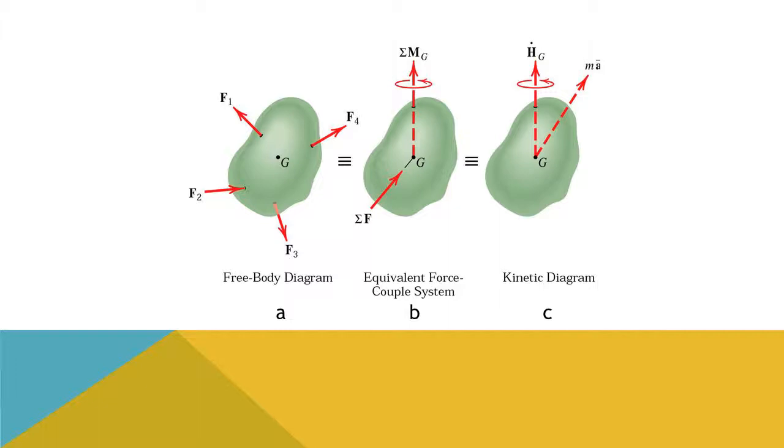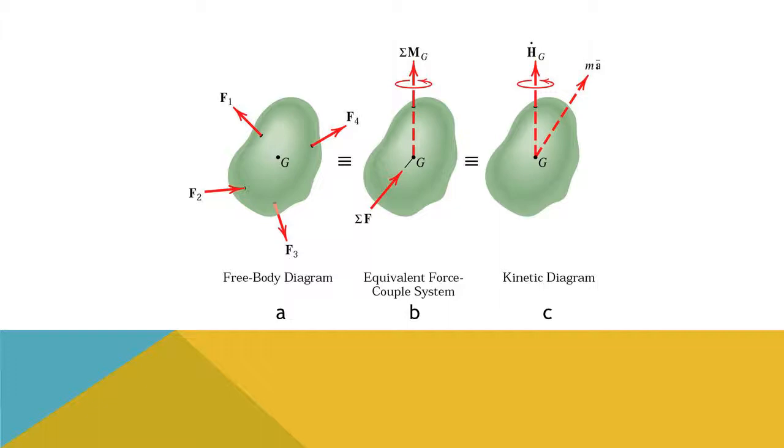Part A of the figure shows the relevant free body diagram. Part B of the figure shows the equivalent force-couple system with the resultant force applied through G. Part C of the figure is a kinetic diagram, which represents the dynamic effects as specified by the force and moment equations.